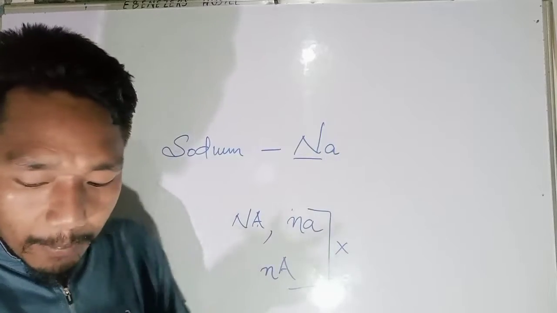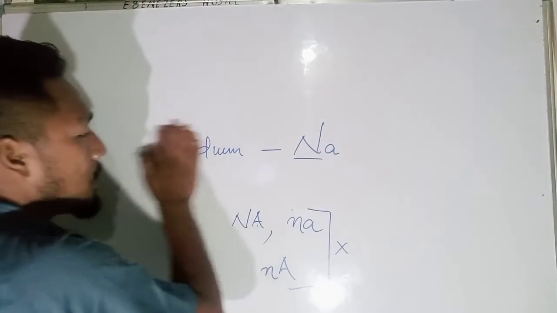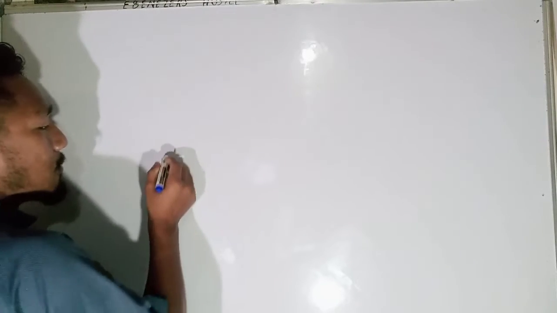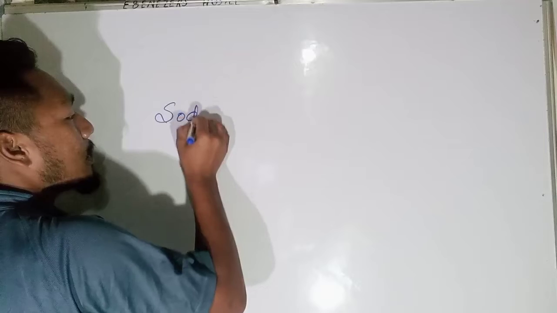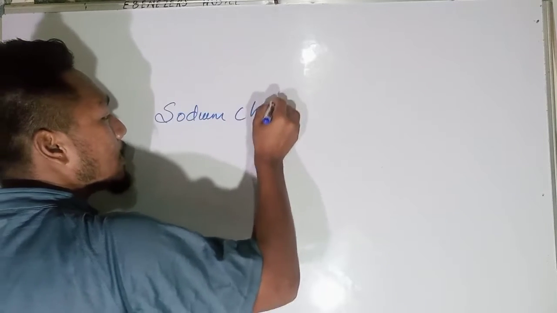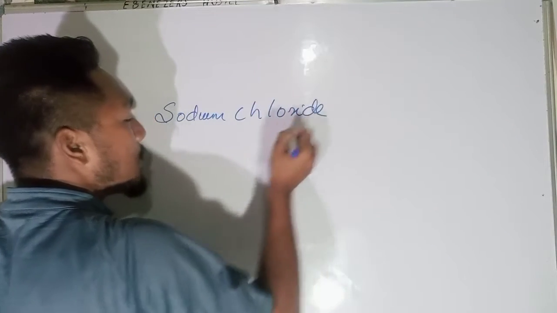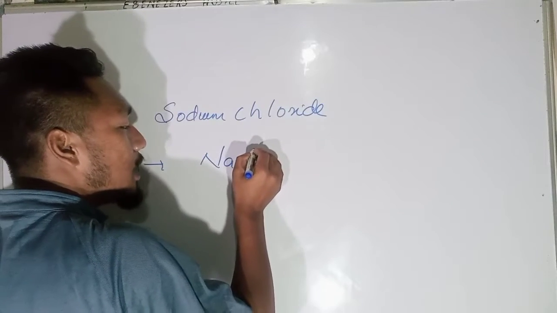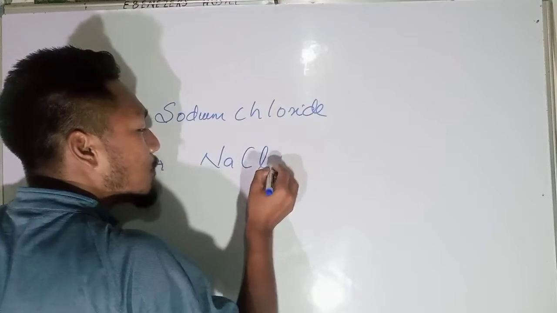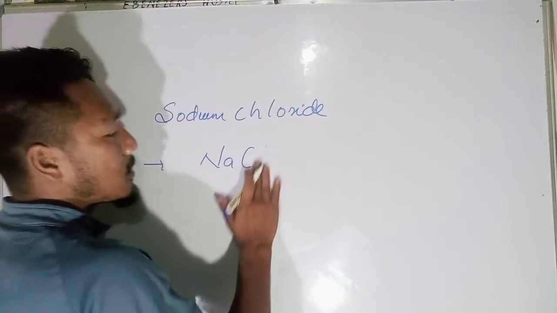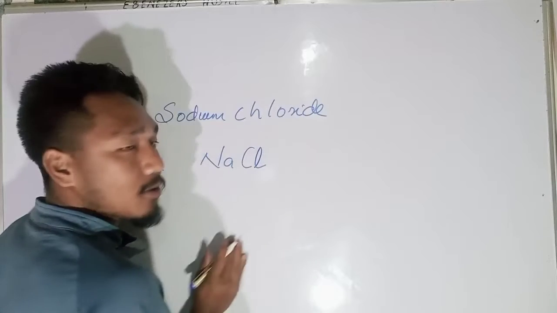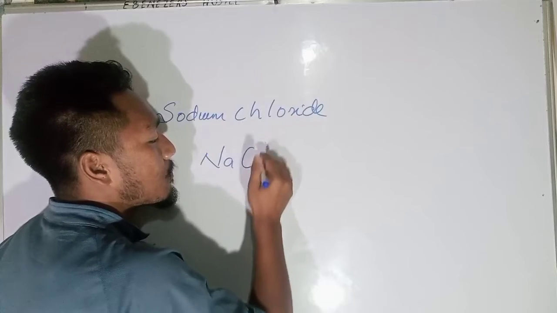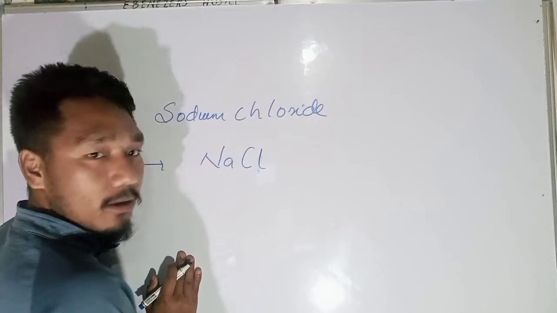Whenever two elements are combining, let's say NaCl, sodium chloride. Sodium we know is Na, chlorine we know is Cl. C is a capital letter and l is a small letter. We have to write it this way: NaCl. Got it?